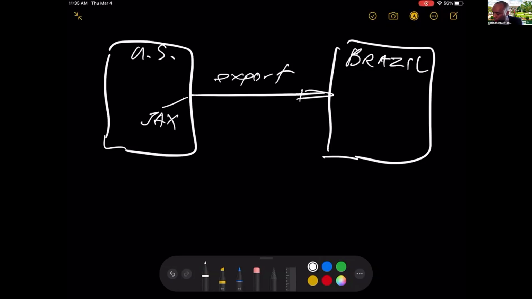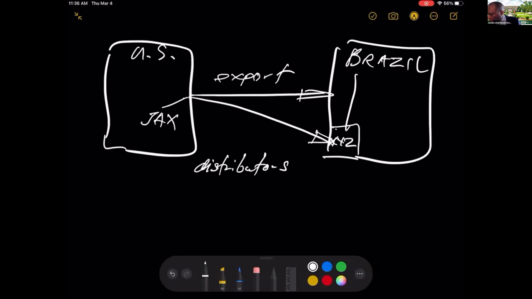And we also can use distributors in Brazil after we take orders, and then the distributor in Brazil, and let's say this is a company called, what do we call this company? Let's just call it XYZ. XYZ company is a distributor. So you can send these exports to XYZ, and then XYZ then sends them throughout the country. That's one way.